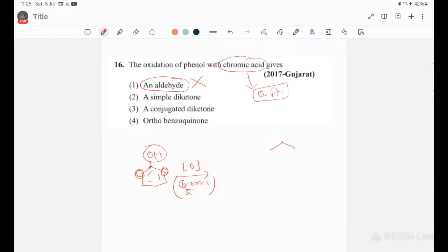It will be a conjugated diketone. Okay, this is the answer. When phenol is oxidized in the presence of chromic acid, it will be converted into a conjugated diketone. Actually, do you know the name of this kind of conjugated diketone?